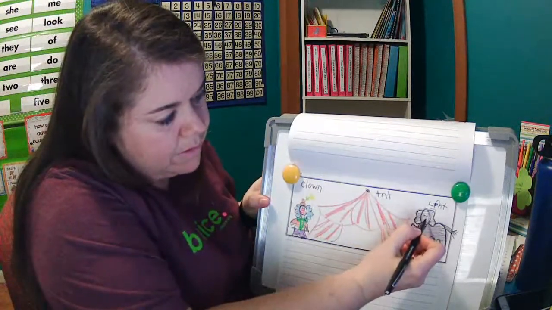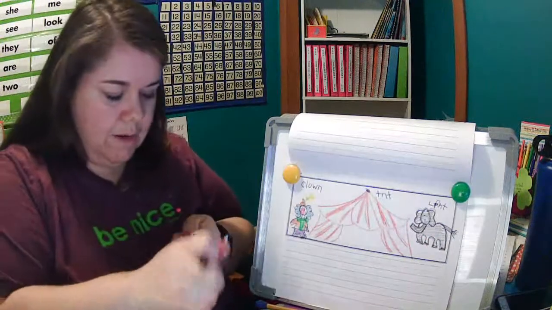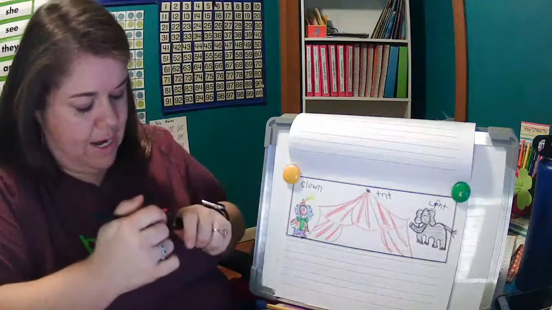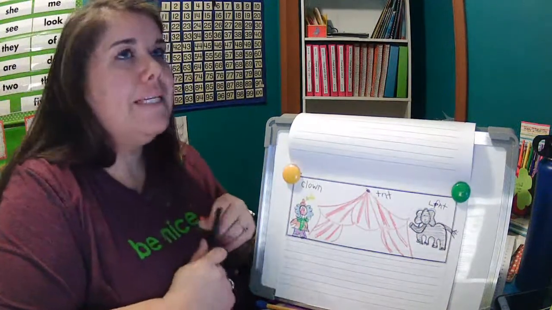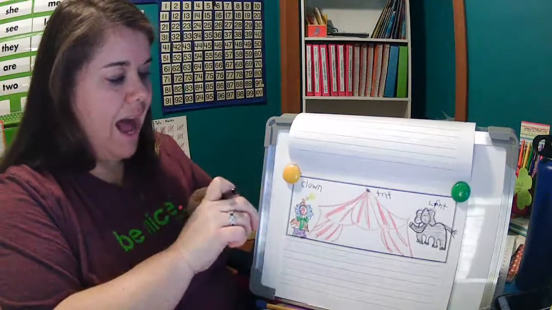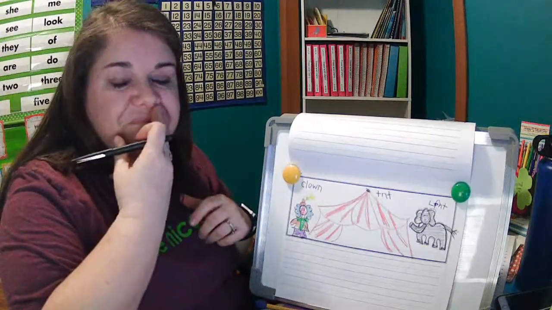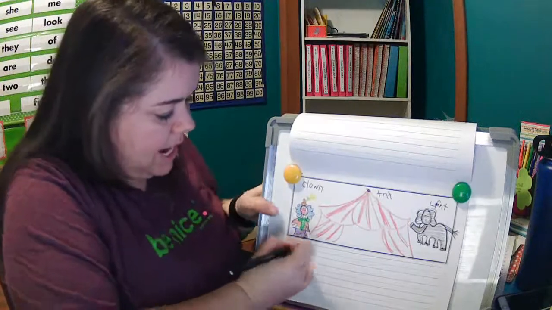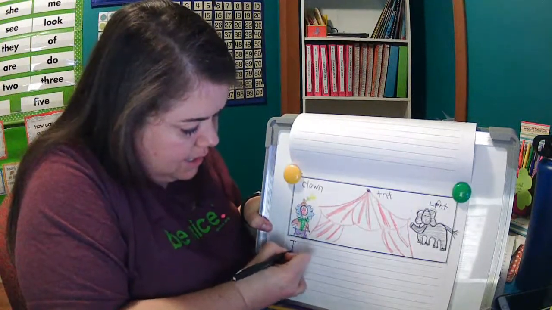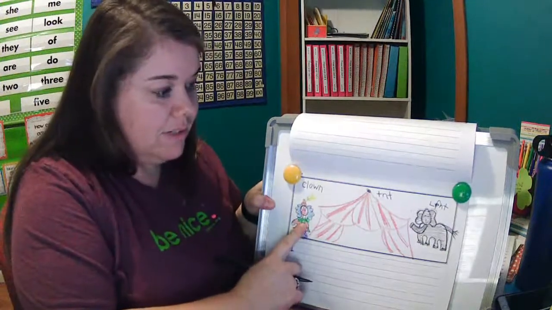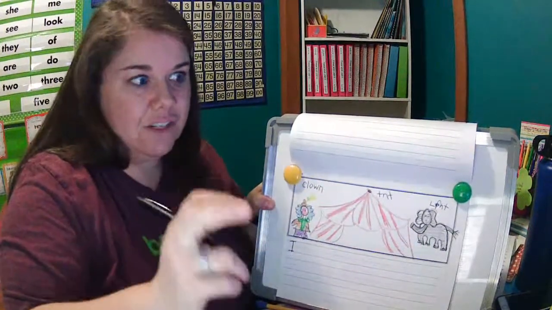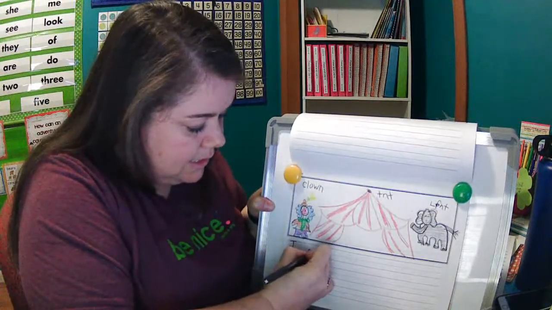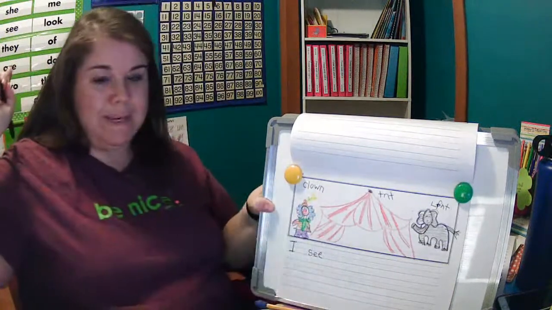I need to give him some eyeballs, man. He needs to be able to see. Okay. So now, all right, now I'm ready to start writing. So my story is all about the circus. So let's see. I'm going to say, I see clowns and elephants at the circus. I think that's what I'll write. I see. Oh, that's a sight word. So I could check my sight word wall.